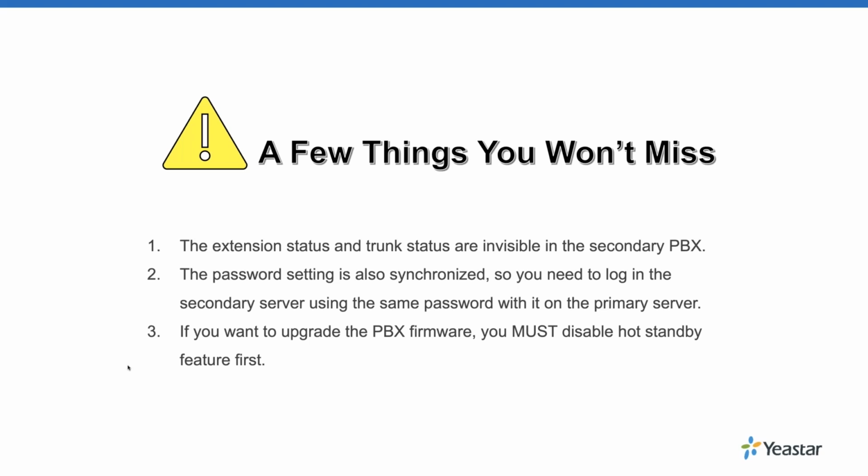So if you change the password on the primary system, it will also be synced on the secondary system. And the next one, if you want to upgrade the PBX firmware, you have to disable the hot standby feature first. Otherwise, you cannot. So if you want to upgrade the system, for both your primary system and the secondary system, just disable this hot standby, then upgrade the system for both your primary and the secondary. Okay, now let's keep going.